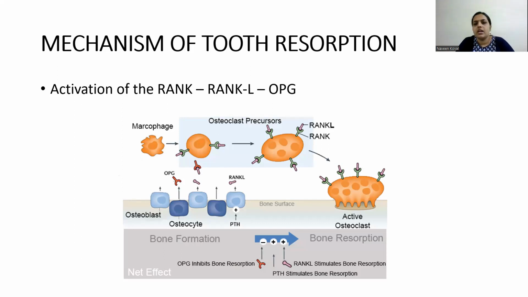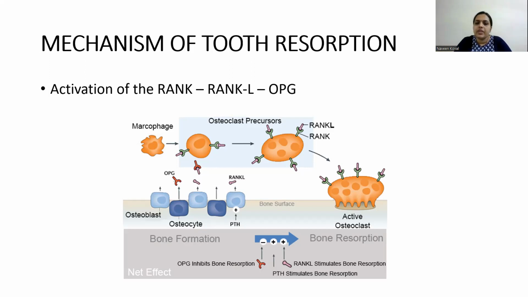OPG can act as a decoy receptor because it is structurally very similar to RANK. So it acts as a competitive inhibitor of the resorptive process. Whenever OPG combines with RANKL, resorption will stop. Whereas when OPG concentration is less and RANKL is more, RANKL will interact and cause resorption.